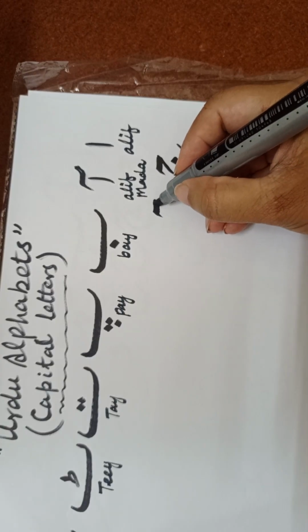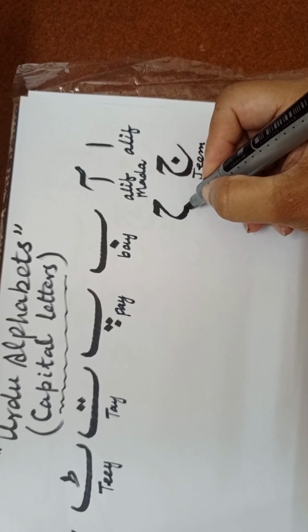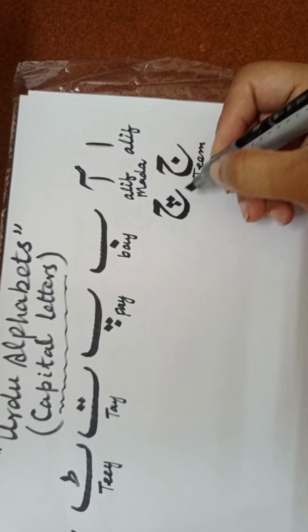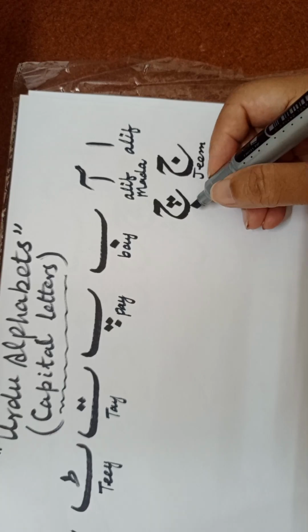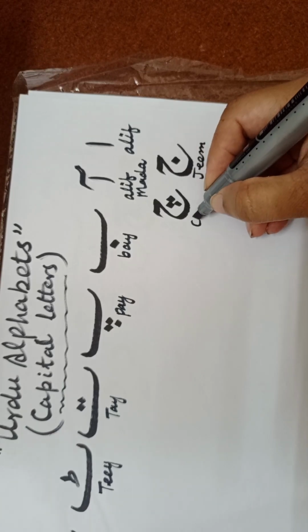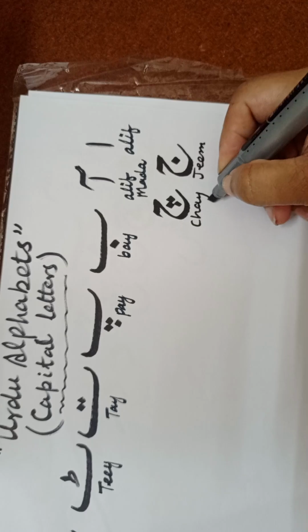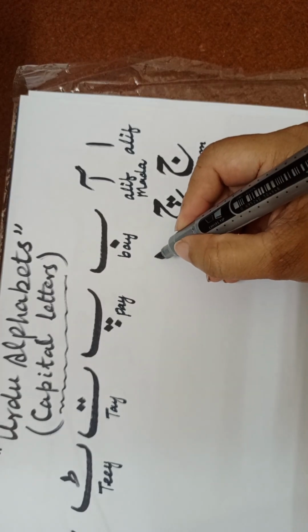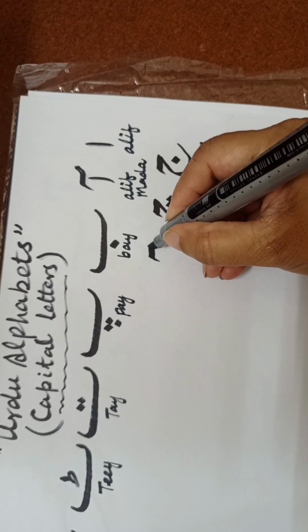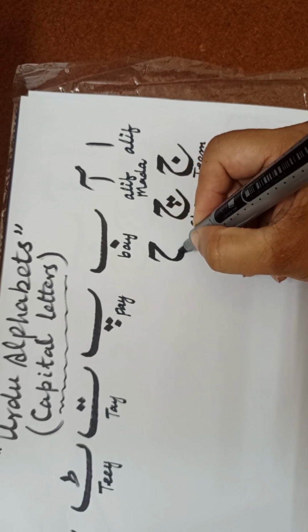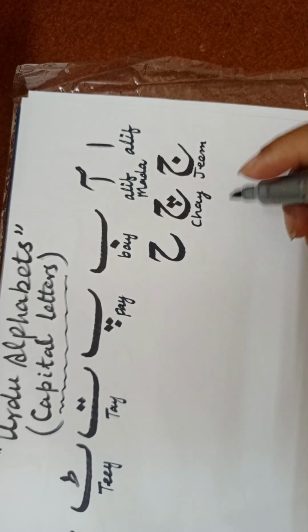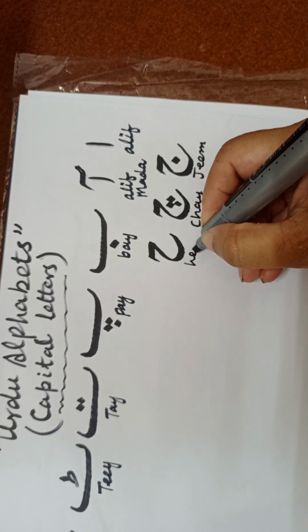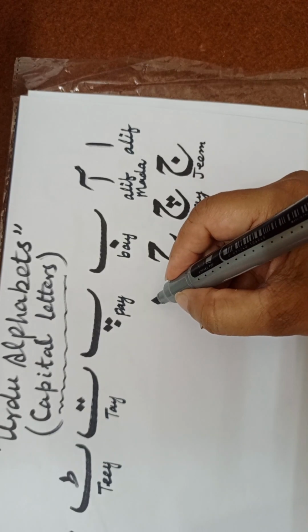Look at the shape. Yes. And place three dots in it. 1, 2, 3. This is Che. All right. After this, what will be coming? Hey. Same shape like Jim, Che, and Hey. This is Hey.